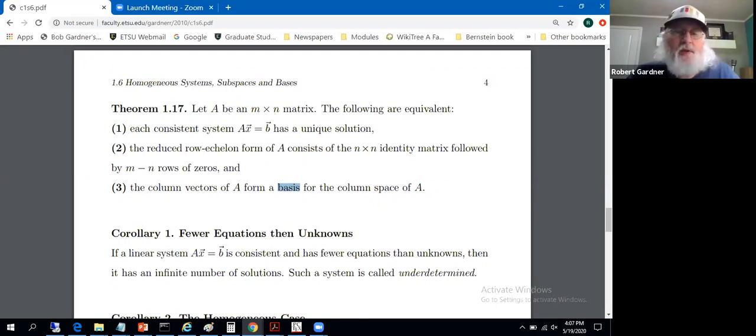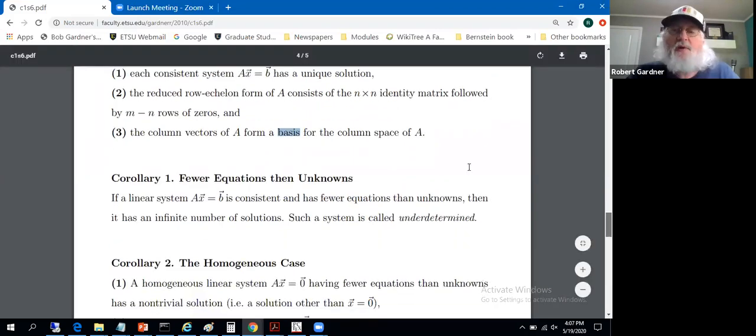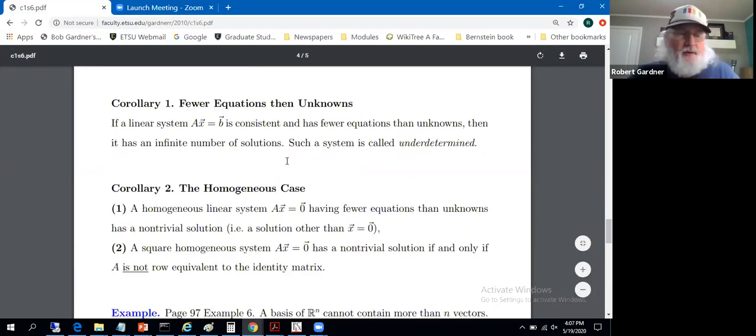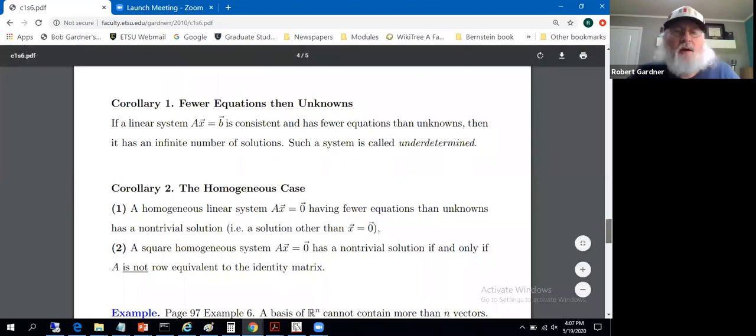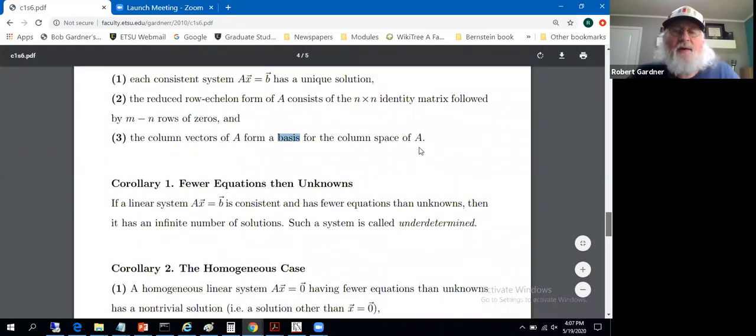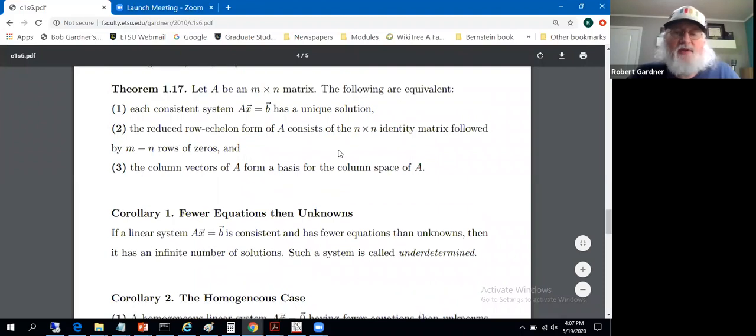Some consequences are, and this has likely crossed your mind already just from your massive experience with solving systems of equations so far in chapter 1. Corollary 1, fewer equations than unknowns, says, in a linear system, Ax equals b, that's consistent, and has fewer equations than unknowns, has an infinite number of solutions. Such a system is called underdetermined. All right. We can justify that with some of this Theorem 17 stuff.